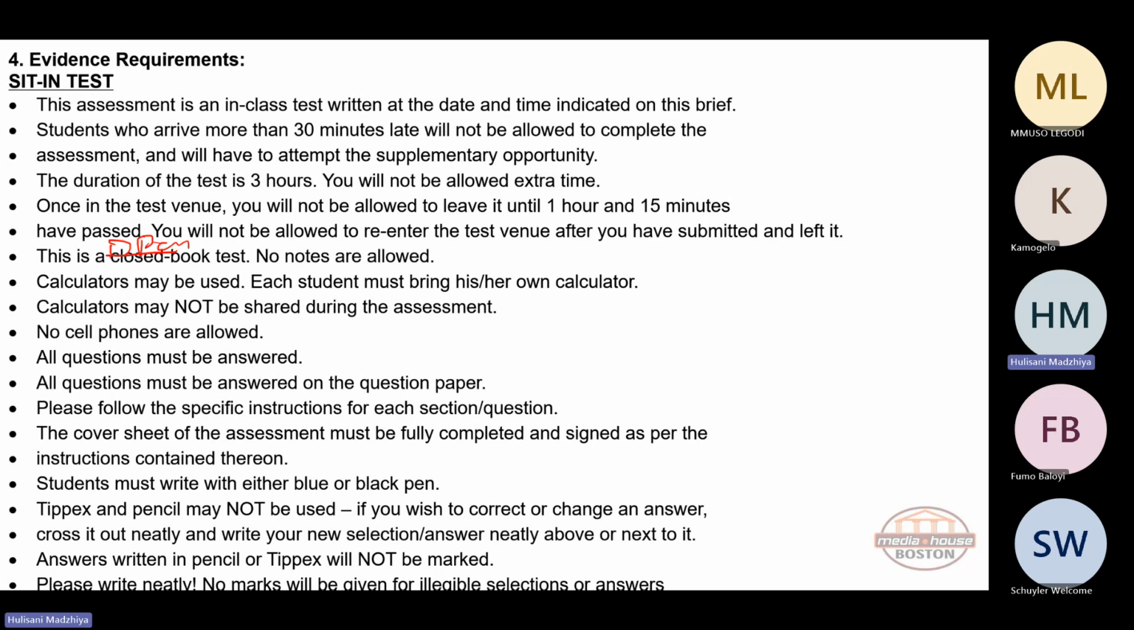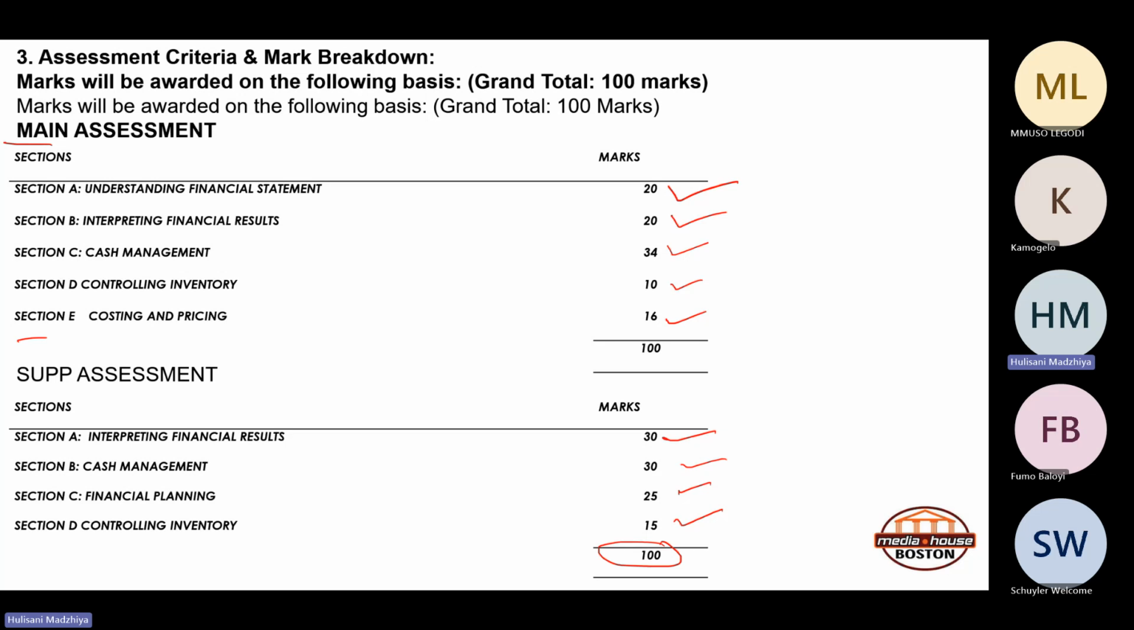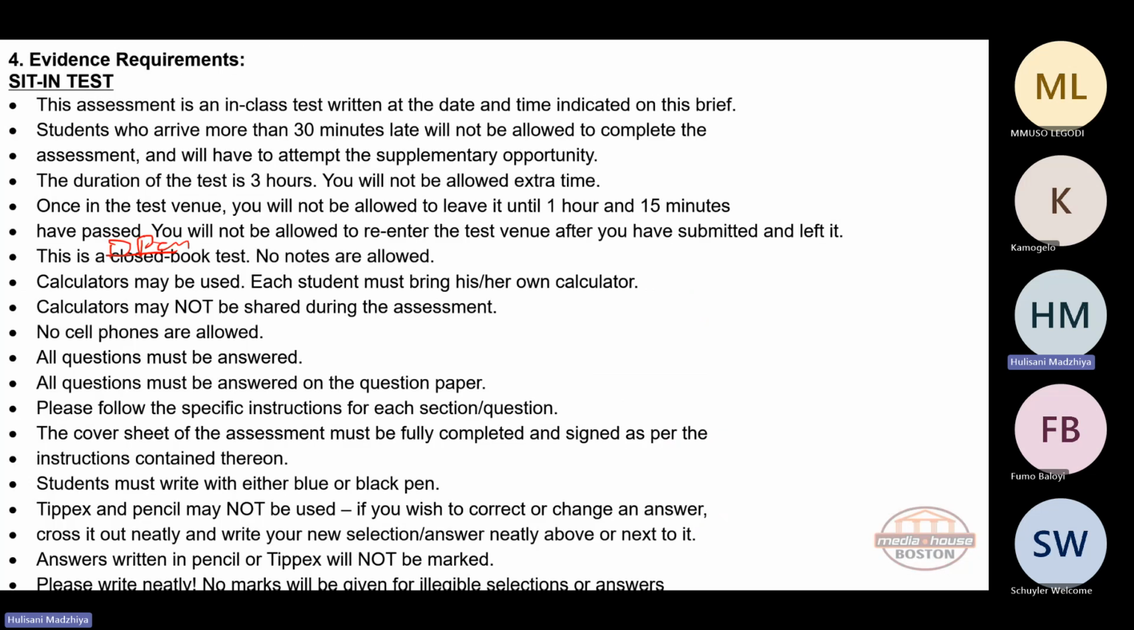Students may only write with a black or a blue pen. If you write with a pencil, you will not receive marks, even if your amounts are all correct. And that is the only 2% you require to achieve a pass mark. So this means that you will not be allowed those particular marks. So please note and highlight this section. No other pen besides a blue or a black pen. Tipex and pencil may not be used.